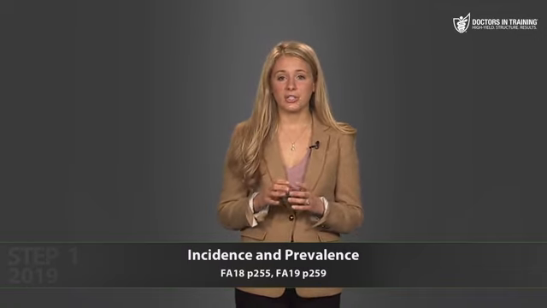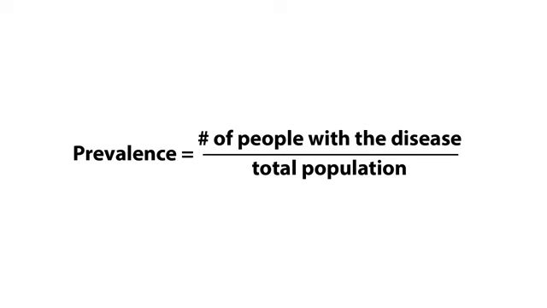This is pretty easy to understand, and it's also very high yield for your test. Let's start with prevalence, since we were just talking about how prevalence changes the positive and the negative predictive value of a test. What is prevalence? Prevalence is calculated by putting the total number of people in the population that have a certain disease in the numerator and putting the total population in the denominator. This gives you the proportion of the population with a certain disease at a given point in time.